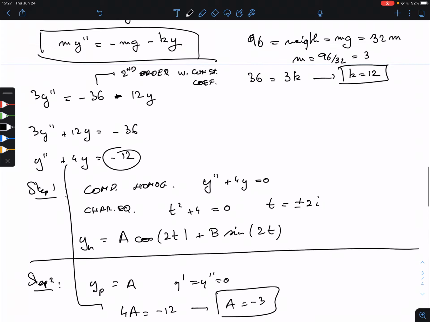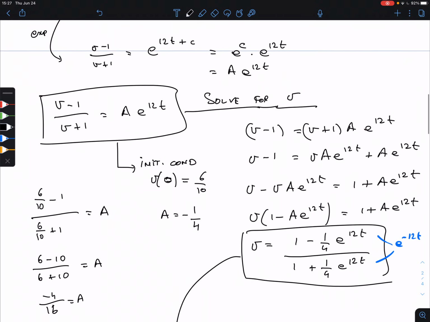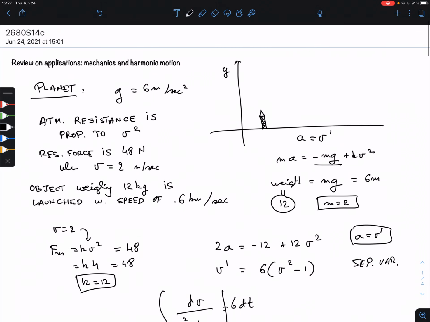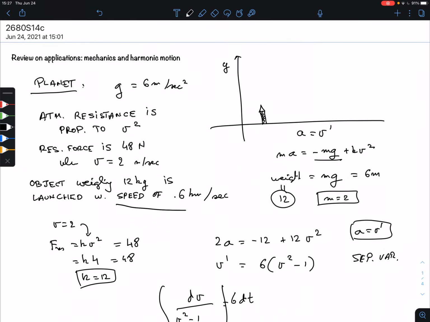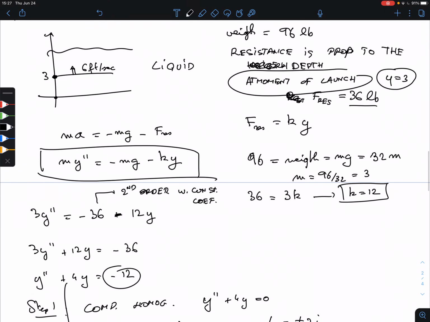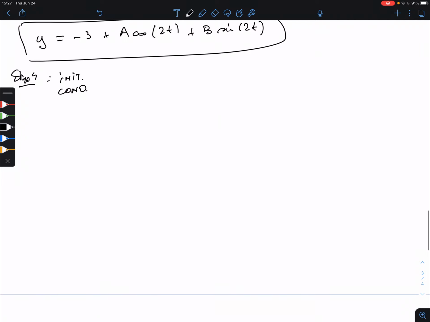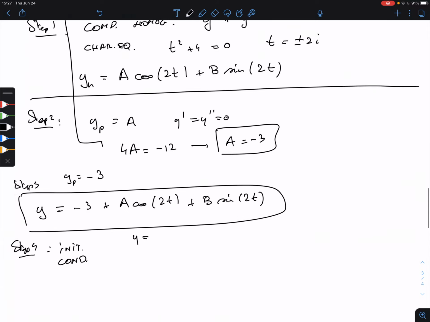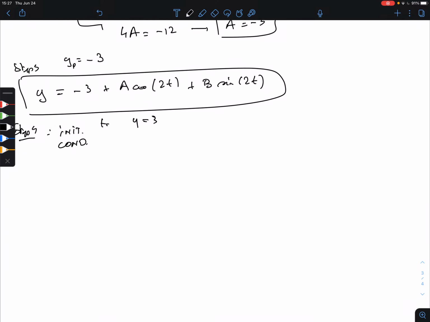What is also different in this problem than in the mechanical one is that in the previous case we were given only an initial velocity, launched with an initial speed. Here we have more information: the initial position and the initial velocity. So at t equals 0, y is 3, and the velocity is 6, it goes up. Let's put this in.